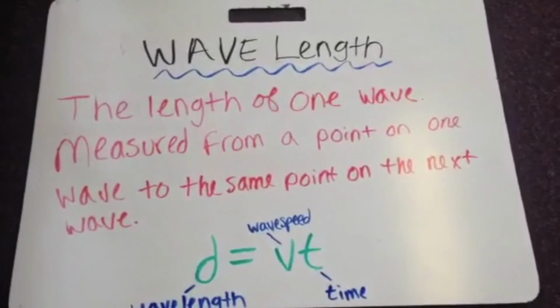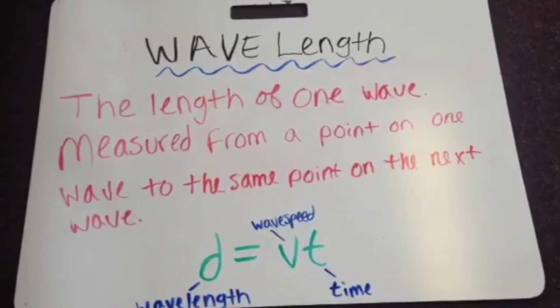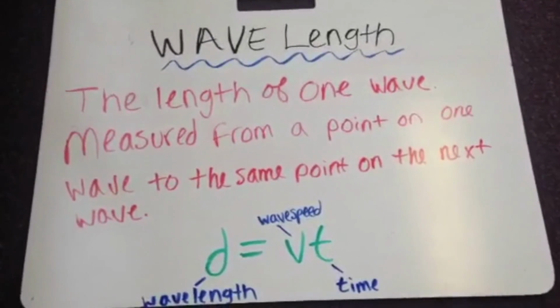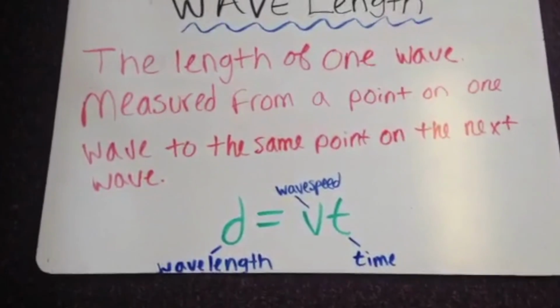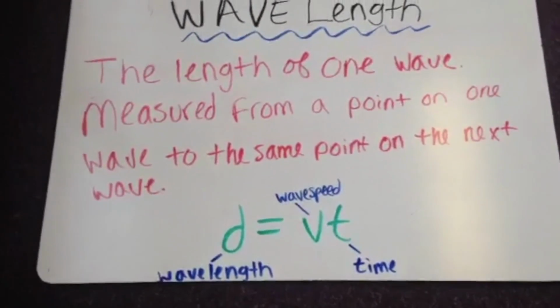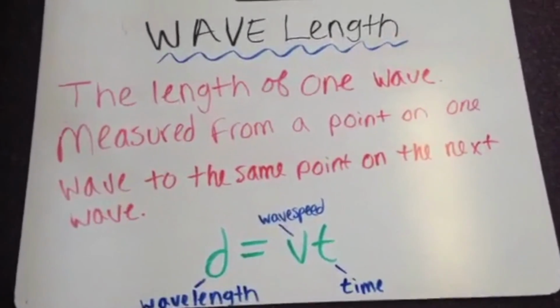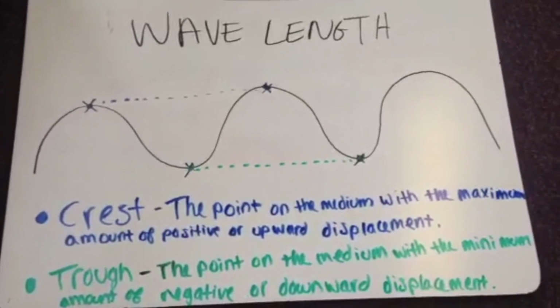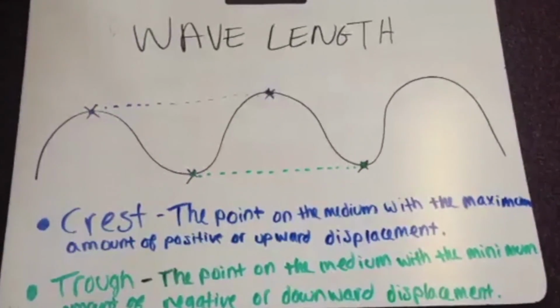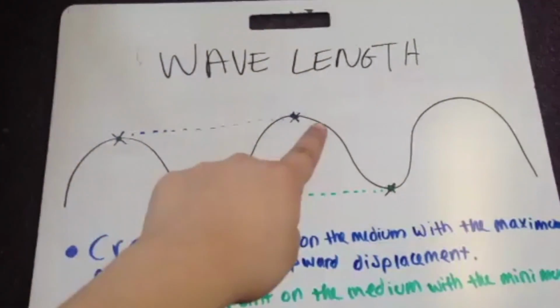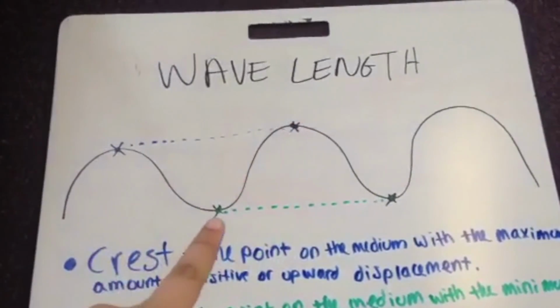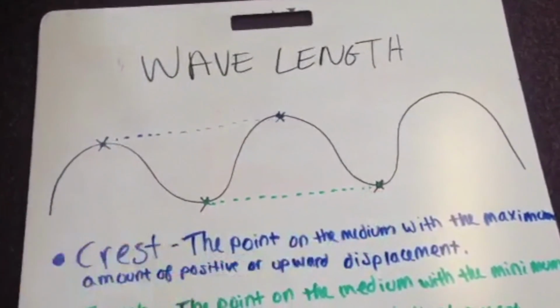Wavelength: the length of one wave measured from a point on one wave to the next point on the next wave. D equals Vt, where D is wavelength, V is wave speed, and T is time. Wavelength can be measured in a variety of ways. You can measure from crest to crest or trough to trough.